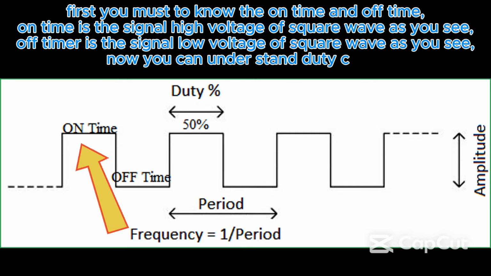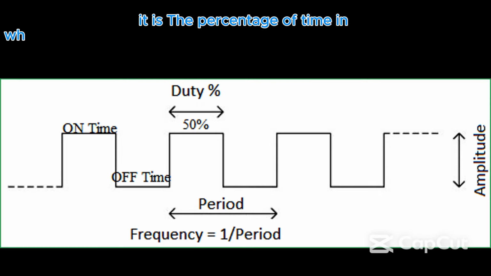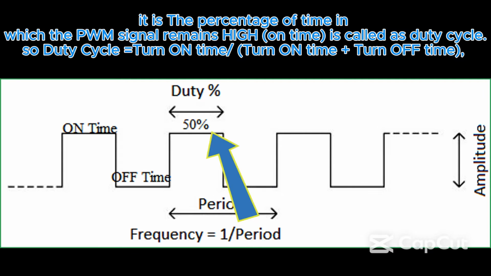On time is the signal high voltage of the square wave, as you see. Off time is the signal low voltage of the square wave, as you see. Now you can understand duty cycle. It is the percentage of time in which the PWM signal remains high. On time is called the duty cycle. So duty cycle equals turn on time divided by turn on time plus turn off time.